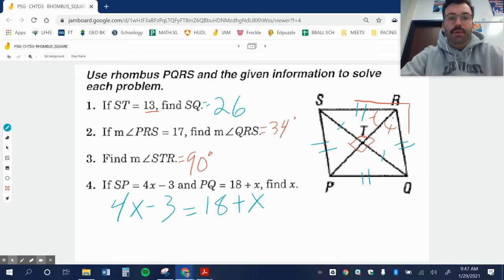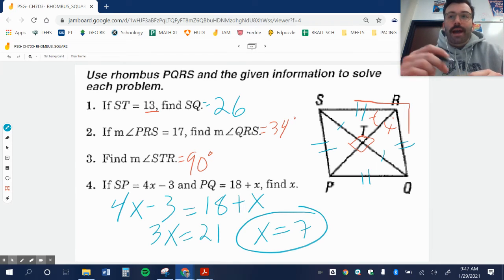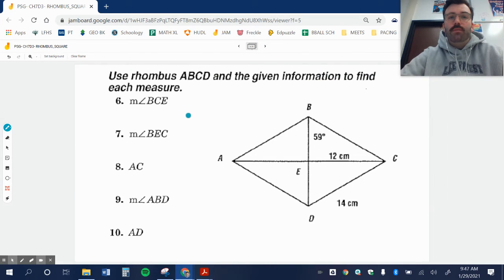Go ahead. Get yourself some practice. I got 7. 7 was my answer for x. There's my work. I subtracted 3, subtracted x, added 3 to get x equals 7. Some more rhombus questions.